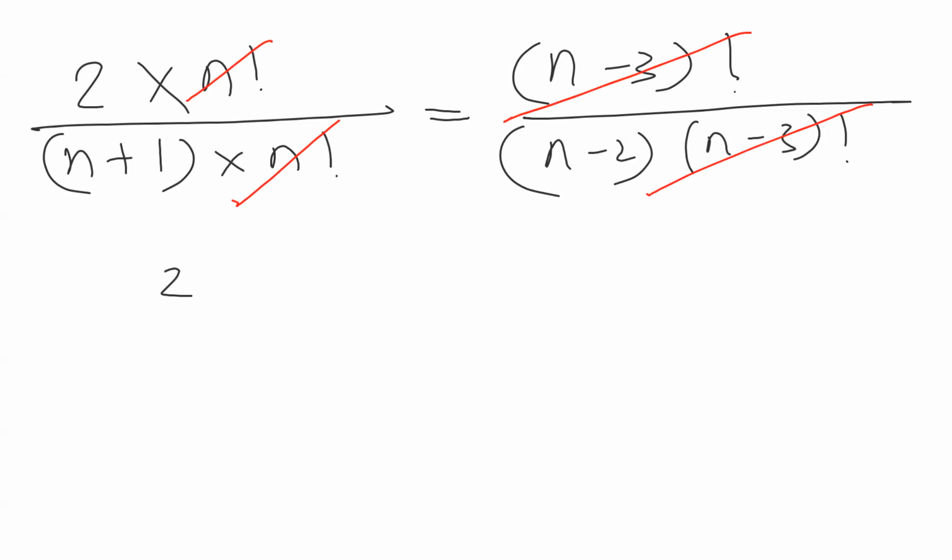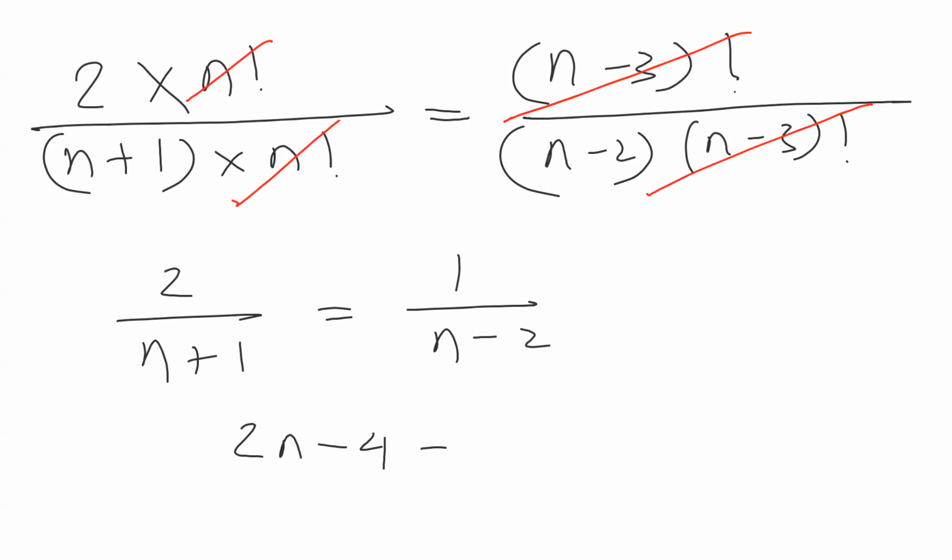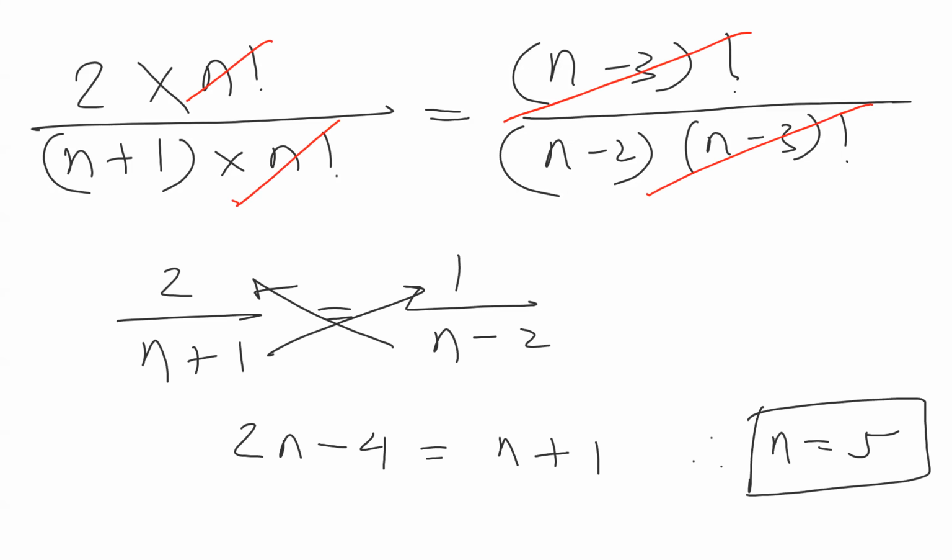So we are left with 2 upon n plus 1, 1 upon n minus 2, cross multiply: 2n minus 4 equal to n plus 1. Okay, so therefore n is equal to 5. If we solve this further, we'll get the value of n as 5.